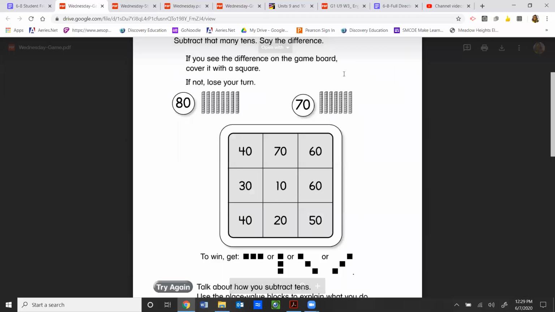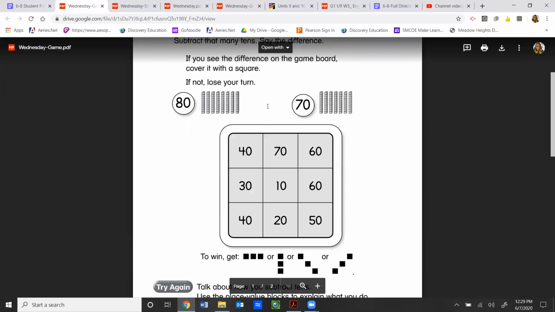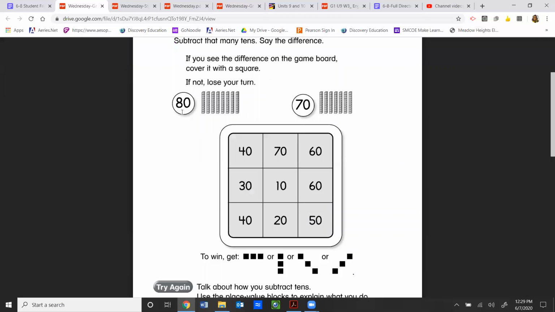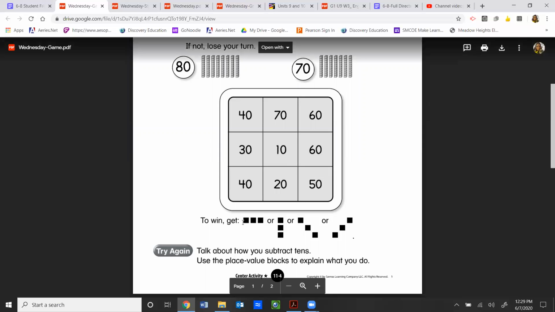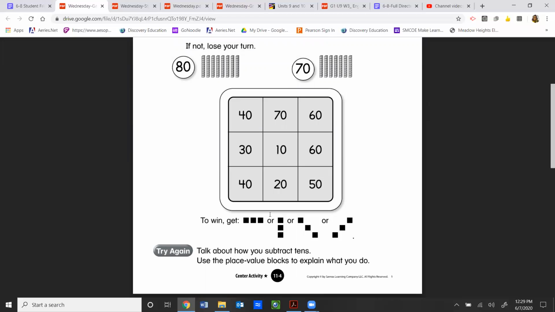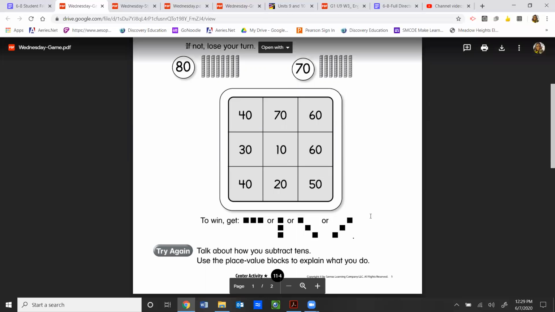So what did I say? If I rolled a 3 and I had 30, that means I subtract 3 10s. So if I picked 80, 80 minus 30, I could cross off 1, 2, 3, and I could count how many are left: 10, 20, 30, 40, 50. Let's see, is there 50 on here? Yes, 50 is right here, so I still get to keep going. Down here it says, to win, you have to get 3 in a row in this pattern, 3 up and down like this, or diagonal, kind of like tic-tac-toe.